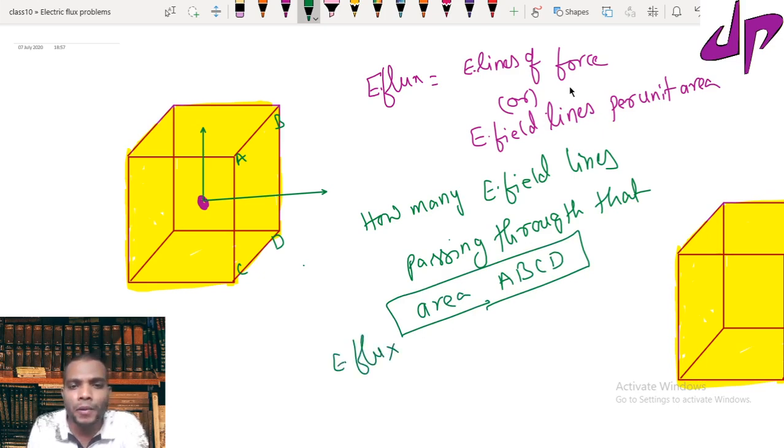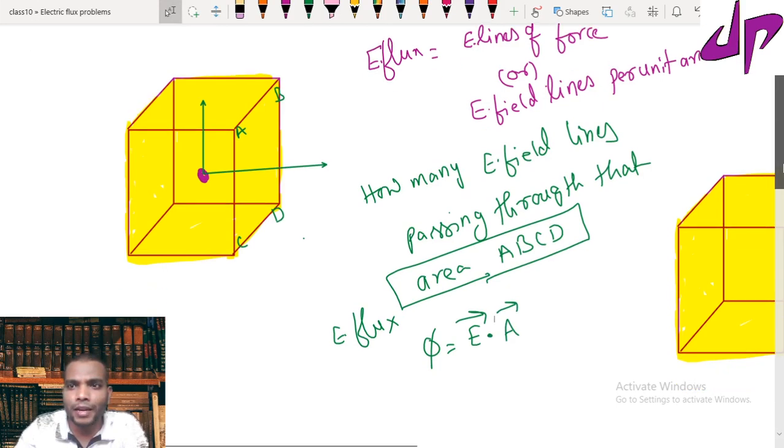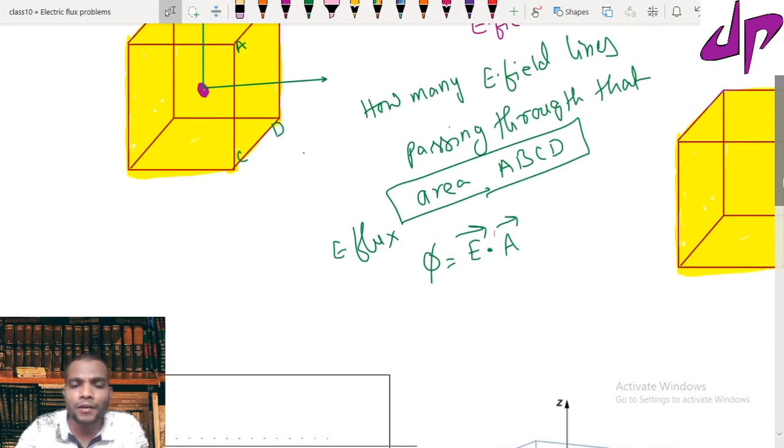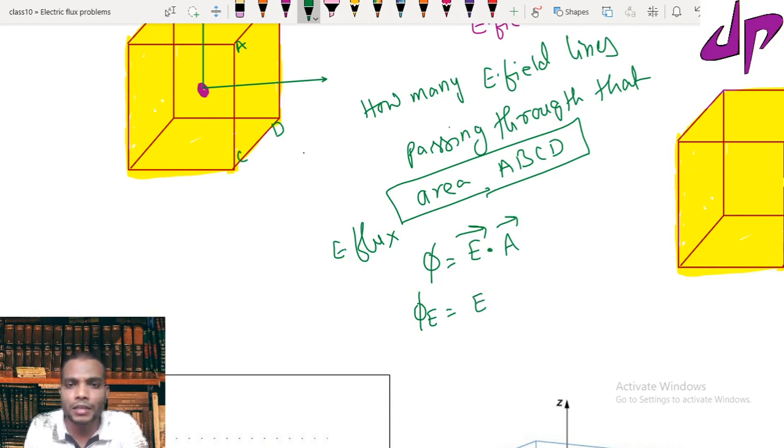In formula manner we can write flux phi equal to E bar dot A bar, where A bar is the area vector. So the dot product of the electric field vector and the area vector we define as electric flux. Flux with suffix E is the electric flux. We can write it as EA cos theta. So this is the dot product.